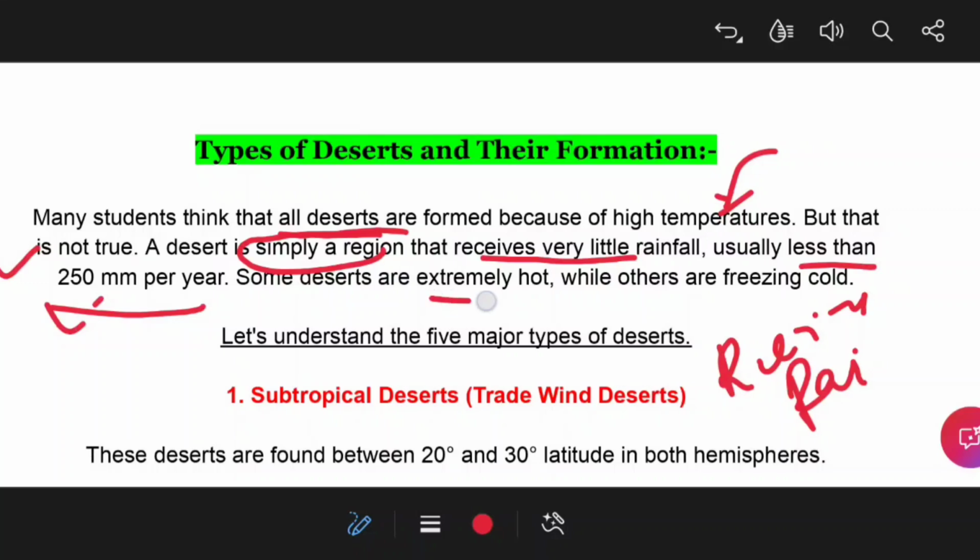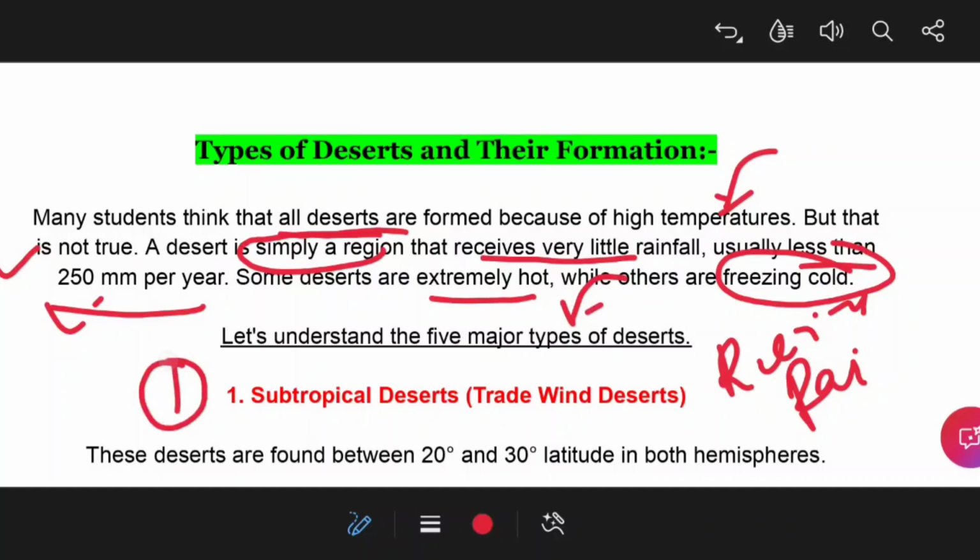Some deserts are extremely hot, while some deserts are cold, and they are known as cold deserts. Okay, like the cold desert of India that lies in the Ladakh region. So deserts are not always hot or cold, right? There are various factors contributing to the formation of deserts. So let us first understand each type of desert one by one.